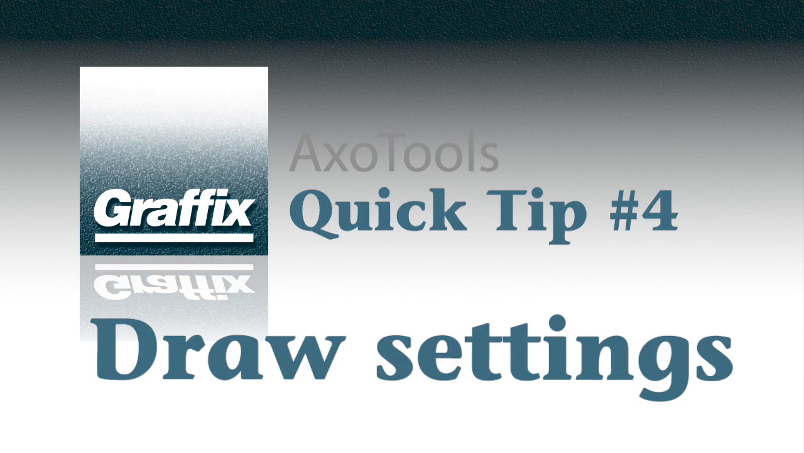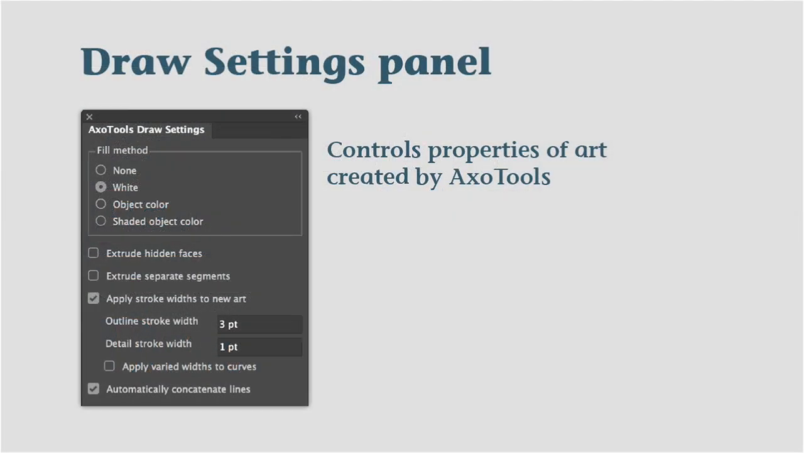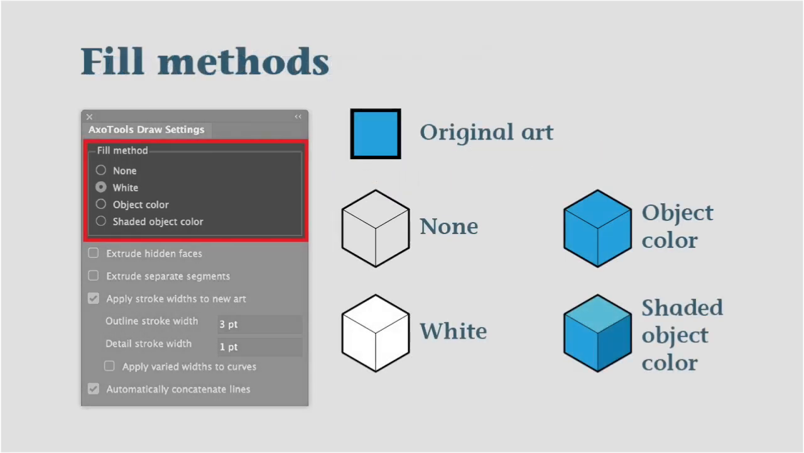Draw Settings panel in AxoTools lets you control the appearance of art created by extruding, projecting, or drawing with the axonometric tools. For closed paths, you have a choice of 4 fill methods.